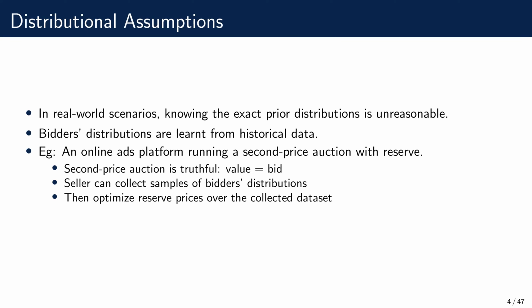So for example, consider an ad platform running a second price auction with a reserve. Since the second price auction is truthful, it means that the bid of each bidder equals her true value. And the seller can collect samples of the bidders' value distributions via the bidders' bids. And then the seller can optimize the reserve prices over the collected data set.